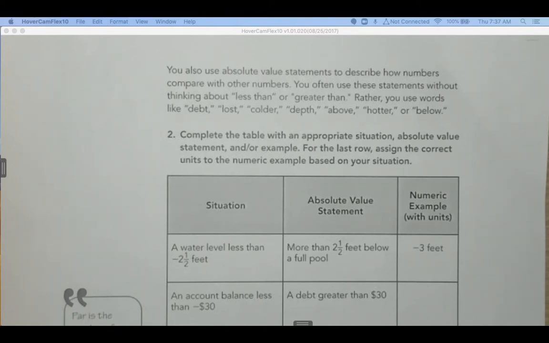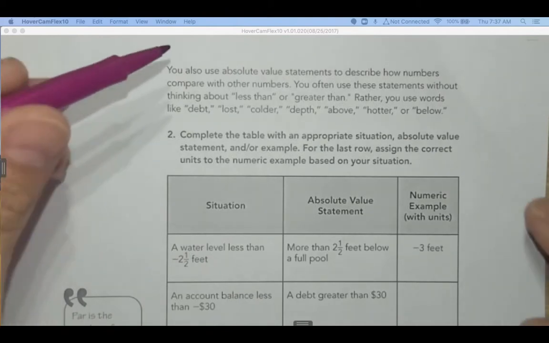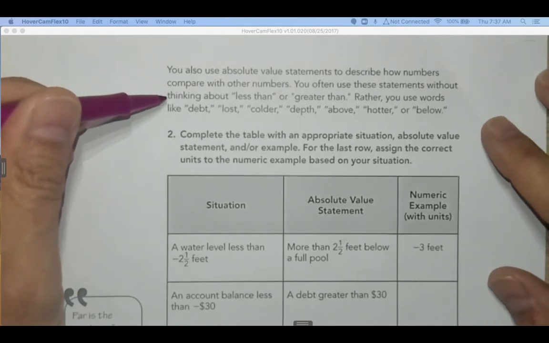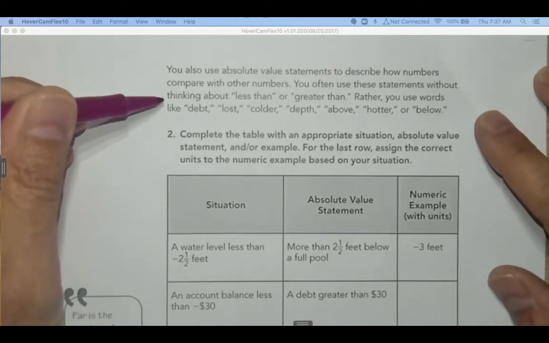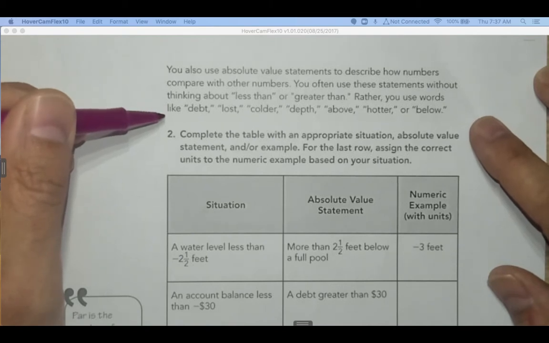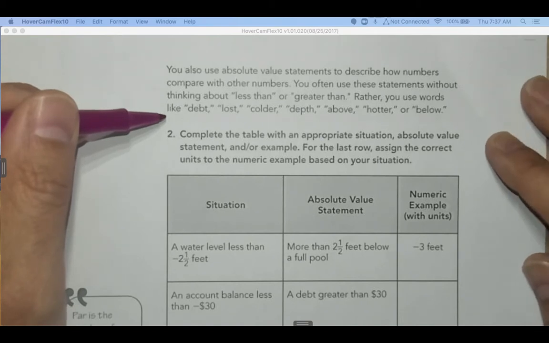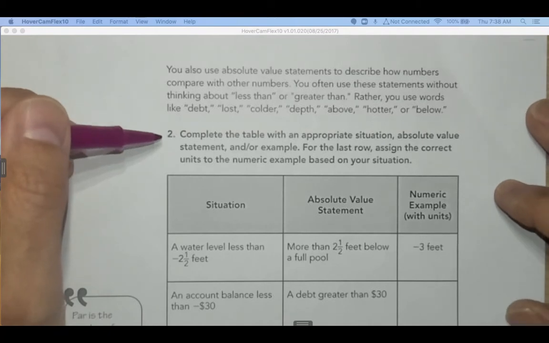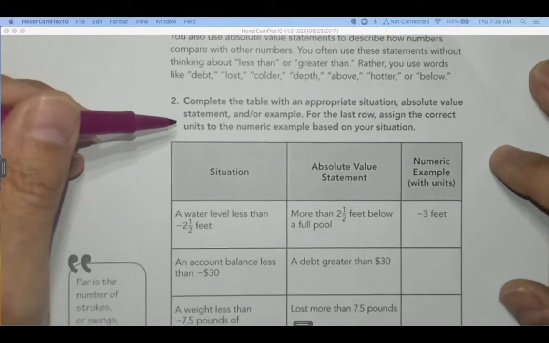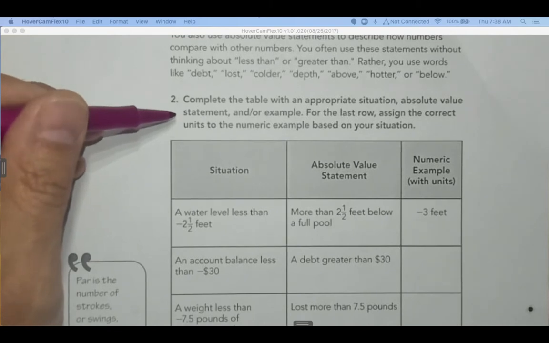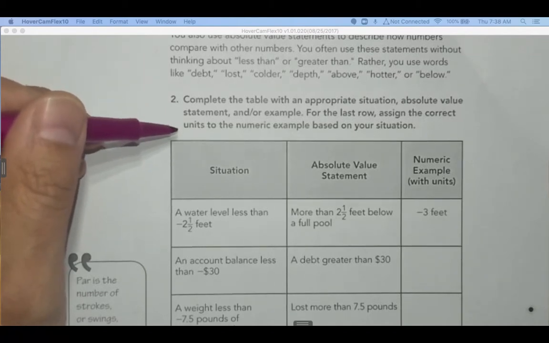Continuing the same thing, you also use absolute value statements to describe how numbers compare with other numbers. You often use these statements without thinking about less than or greater than. Rather, you use words like debt, lost, colder, depth, above, hotter, or below. Complete the table with an appropriate situation, absolute value statement, and/or example. For the last row, assign the correct units to the numeric example based on your situation.